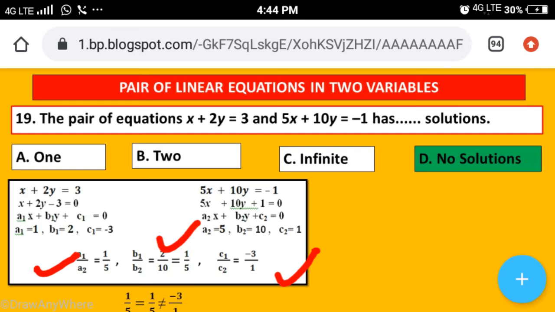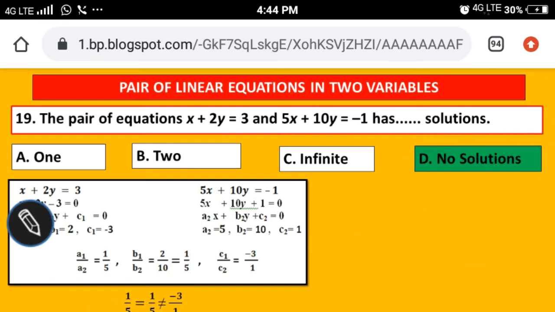So here a1 by a2 equals b1 by b2, and that is not equal to c1 by c2. This is the condition for parallel lines. When two lines are parallel, then it does not have any solution. So option D is the correct answer, that is no solution.